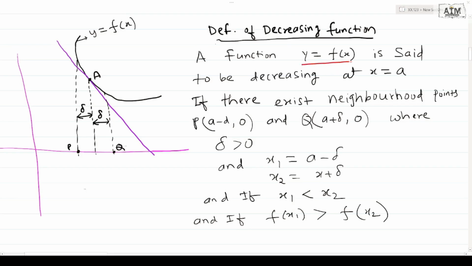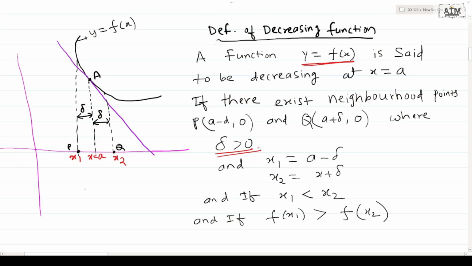y equals f of x. Suppose a decreasing function. Then what are the conditions? First of all, select a point at which the tangent is drawn, that is x equals a. At x equals a, we have drawn the tangent. We have to decide whether the function is decreasing at x equals a or not. If it is a decreasing function at x equals a, then what are the conditions? We have selected here the point x1 and here is x2. So x1, x2 are the neighborhood points such that delta is greater than 0.